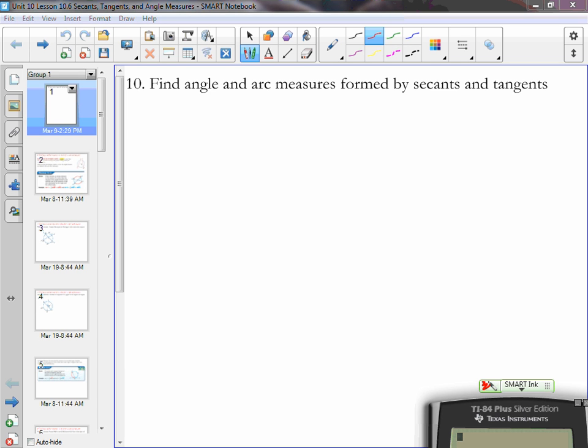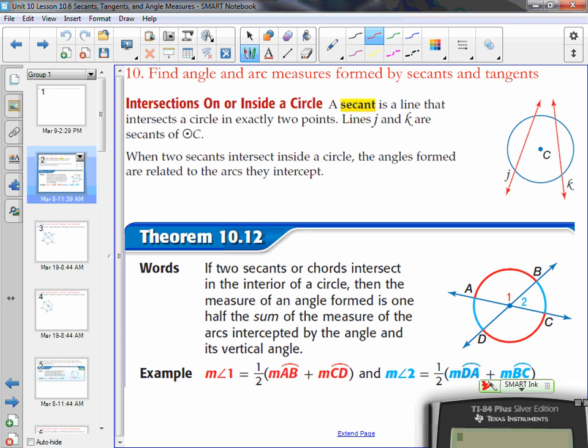we need to know, if we're going to talk about angles and arcs formed by secants and tangents, we should know all of those words except for the word secant. We need to know what a secant is. A secant is a line that intersects a circle in exactly 2 points. A tangent line intersects a circle in exactly 1 point. In other words, a secant goes through the circle. It doesn't have to go through the middle of the circle. It just goes through the circle. Okay? In one part, out the other.